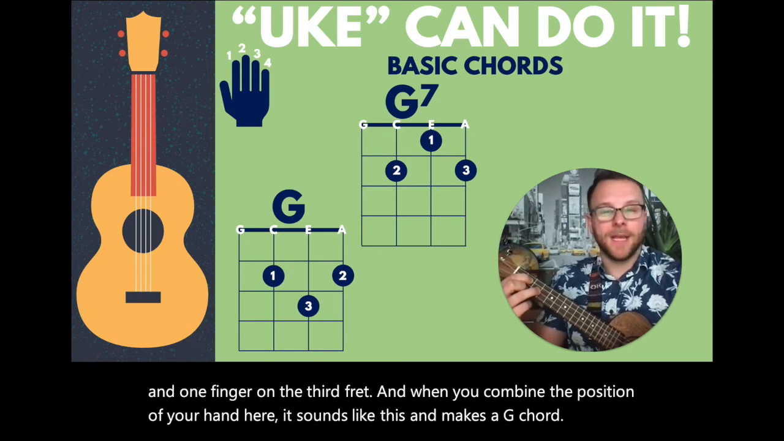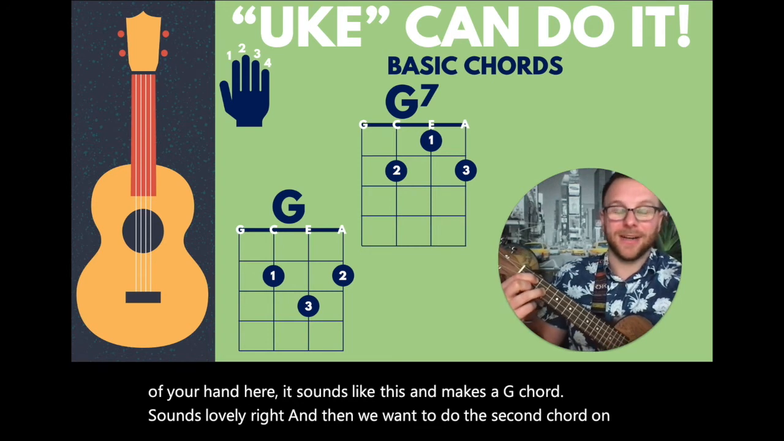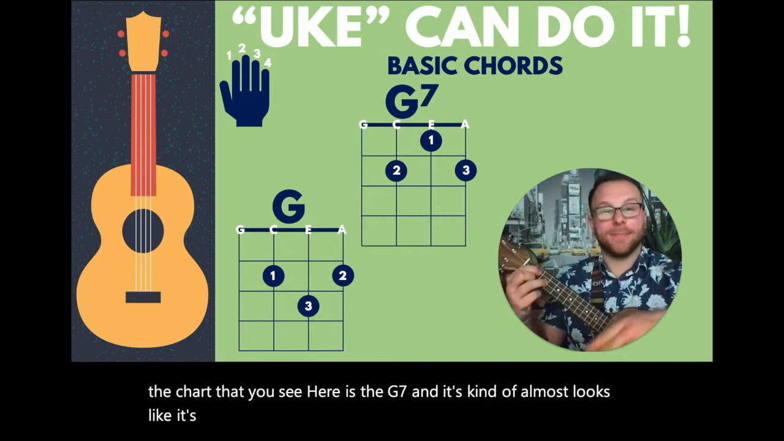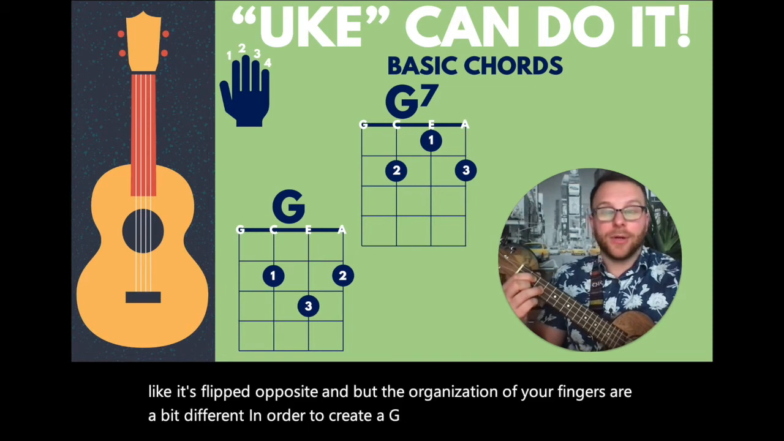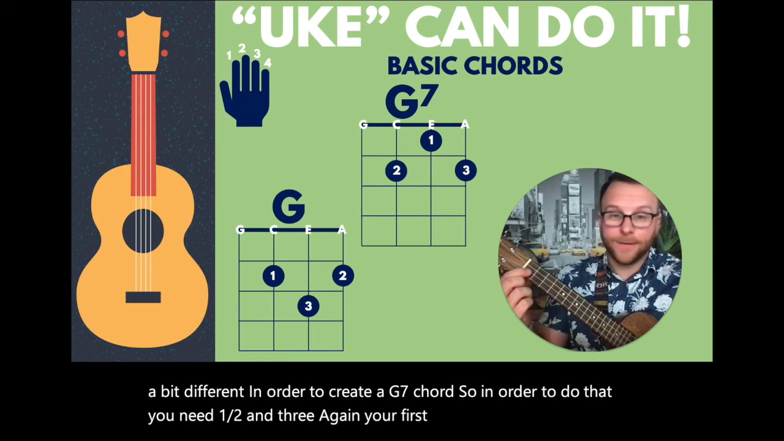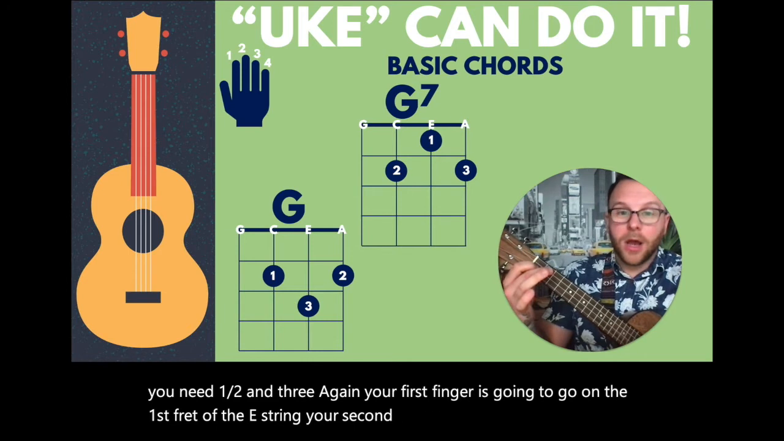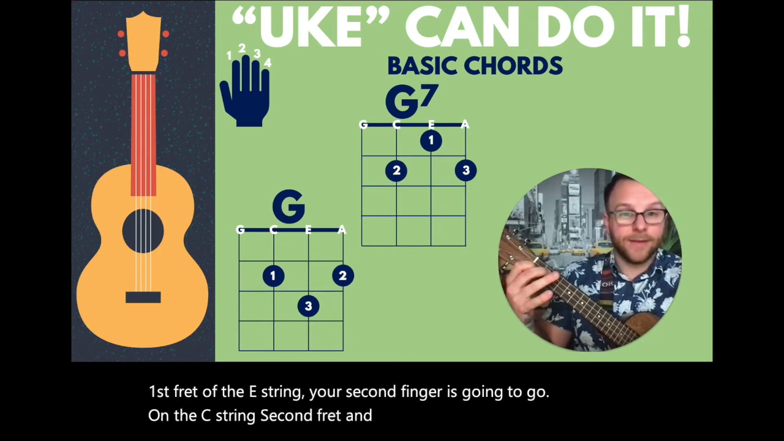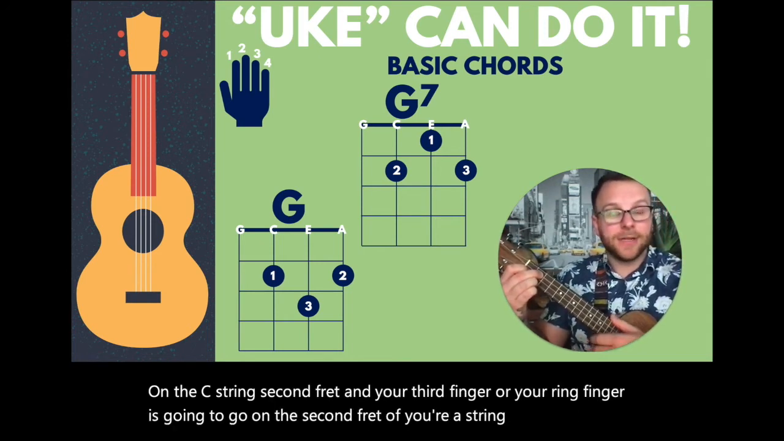Sounds lovely, right? And then the 2nd chord on the chart that you see here is the G7. It almost looks like it's flipped opposite, but the organization of your fingers is a bit different in order to create a G7 chord. So in order to do that, you need 1, 2, and 3 again. Your 1st finger is going to go on the 1st fret of the E string. Your 2nd finger is going to go on the C string, 2nd fret, and your 3rd finger, or your ring finger, is going to go on the 2nd fret of your A string. And when you strum all those together, it sounds like this.